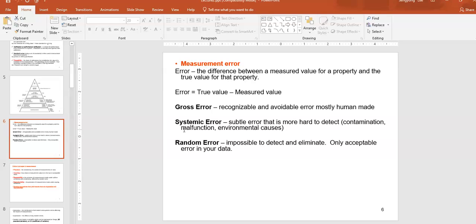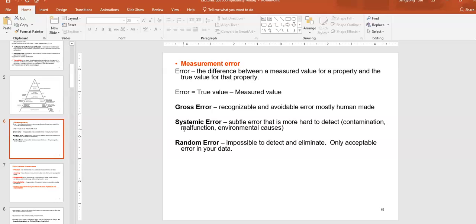Something called the gross error. That's a very easily recognizable and avoidable error, mostly human-made. If your technique is not good, you will be pipetting an inaccurate volume every time. If your technique is not good, you will not be measuring the weight of your chemical compound correctly using an analytical balance. That's why your technique is very important. You have to practice a lot. And then systemic error is a subtle error that is harder to detect.